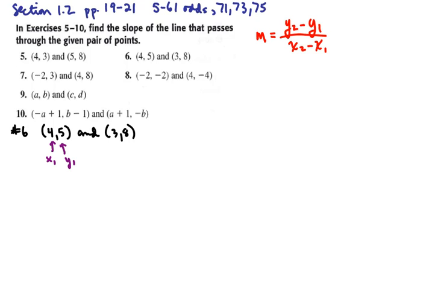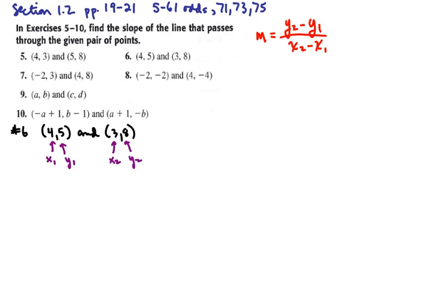So I'm going to label the coordinates of the 2 points that I have. It doesn't matter which point is x1, y1 or which one is x2, y2, but you can't have a point x1, y2 or x2, y1. So you have to keep the coordinates consistent. So we'll call x1 4, y1 5, 3 is x2, and 8 is y2.